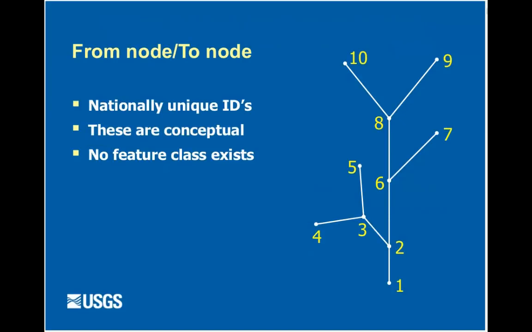So the NHD Plus has a nationally unique set of node IDs. These can be used for node-to-node network walking models, and lots of the traditional flow models fit into this category. So an interesting thing about these node numbers is that they're entirely conceptual. They exist in a flow table that identifies the stream flow lines that flow to each node, but there is no actual feature class of nodes in the data set.